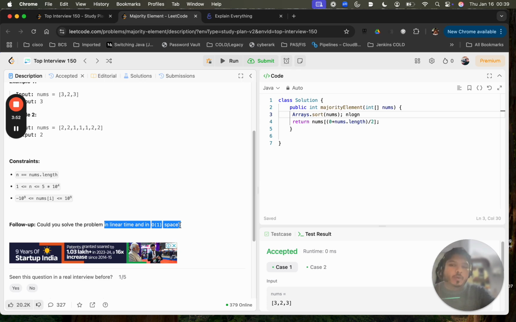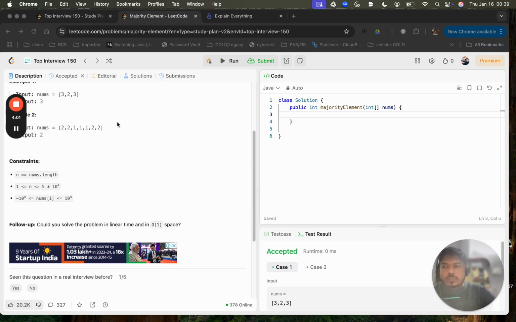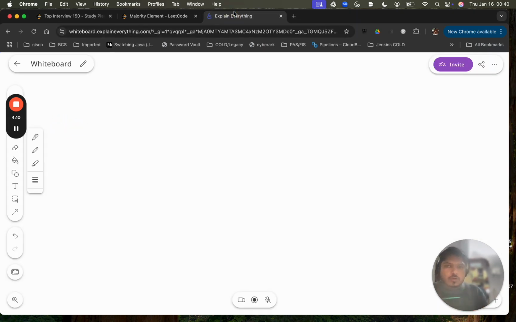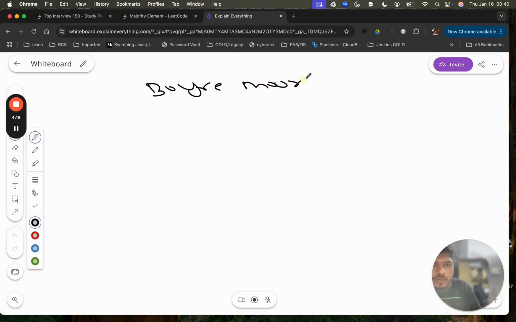So what we can do here is use the very famous Boyer-Moore voting algorithm, and with that algorithm we will try to solve this problem. So let's take this example: 2 2 1 1 1 2 2. Here we are going to use the Boyer-Moore voting algorithm. This is the algorithm name which we are going to use.